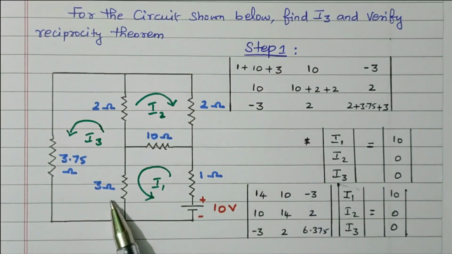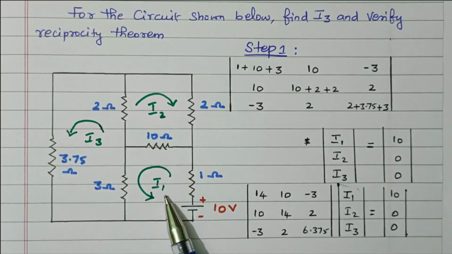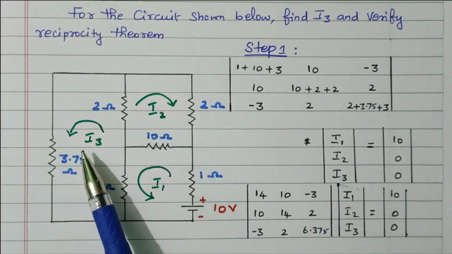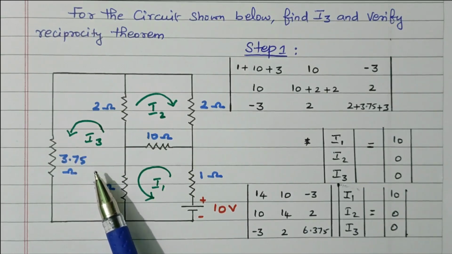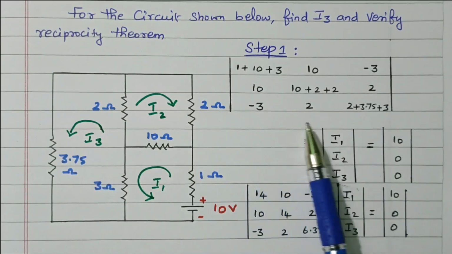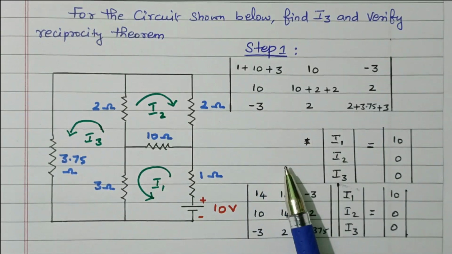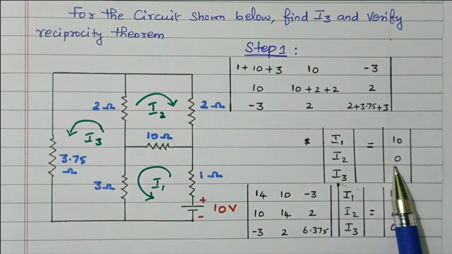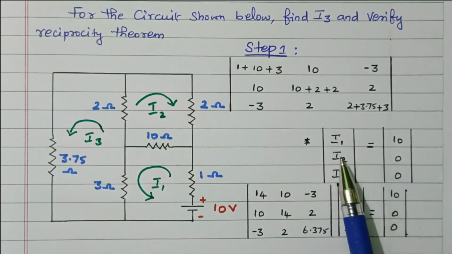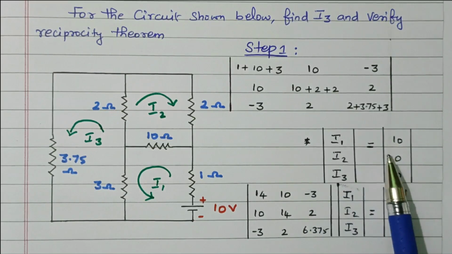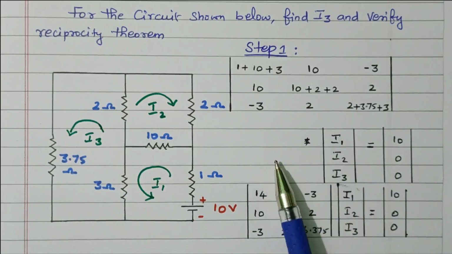We will proceed with the circuit diagram as it is. Say this is loop 1, loop 2, loop 3. We are going to apply KVL, Kirchhoff's voltage law, using the loop equation method. What is this equation? This is the voltage matrix, current matrix, and resistance matrix. V equals I into R. Voltage matrix, current matrix, and resistance matrix.